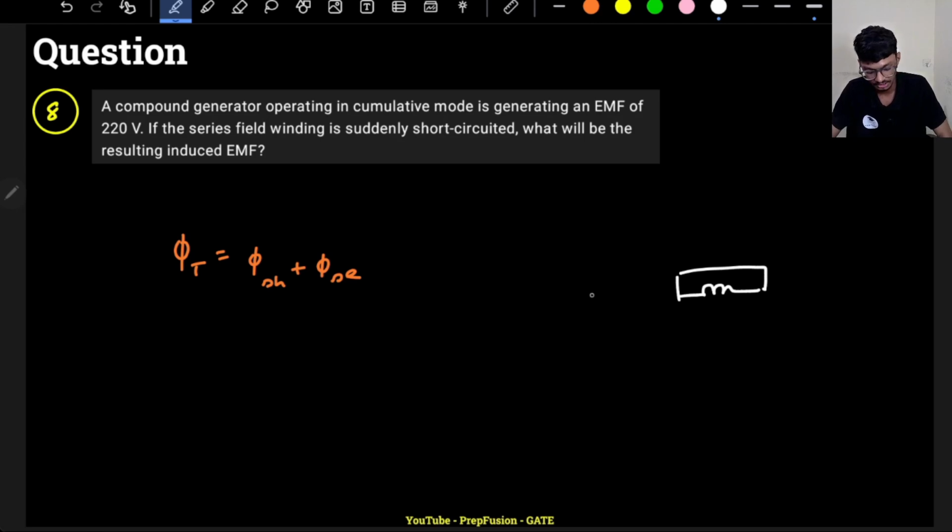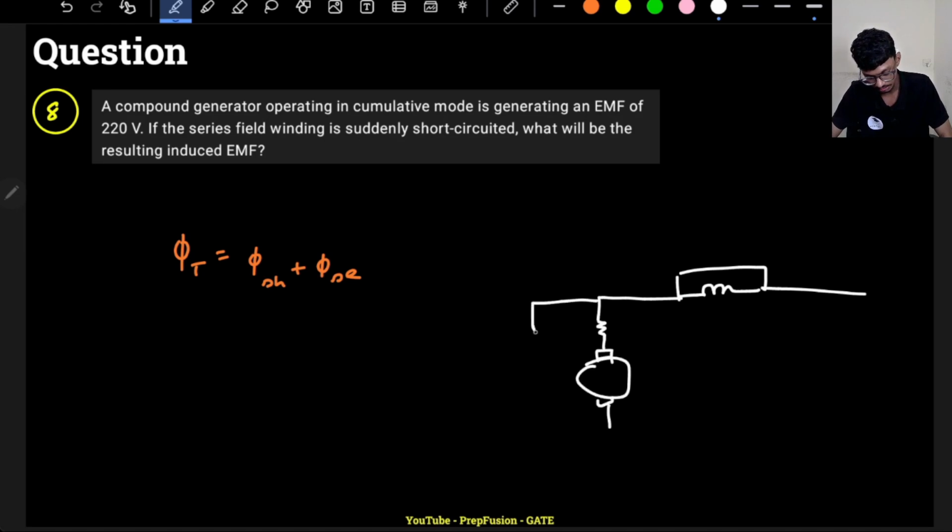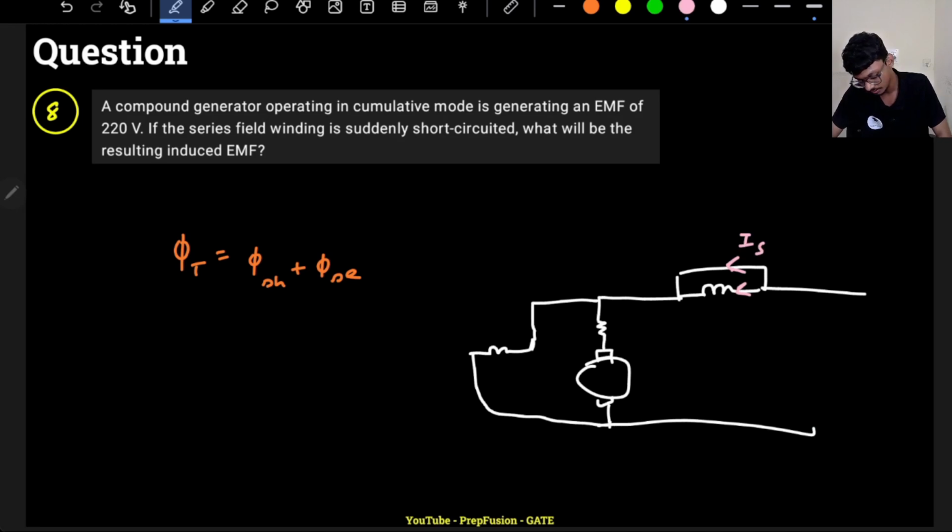If it is suddenly short circuited, basically the whole of it is bypassed, right? My machine is operating in cumulative mode. They have not mentioned long or short shunt, I don't care, but I have this armature here, right? And they have told me that the series field winding is short circuited. That means none of the current will flow through the actual winding, all of it will flow through the short circuit path. It is a generator, so the generator current direction will be something like this.